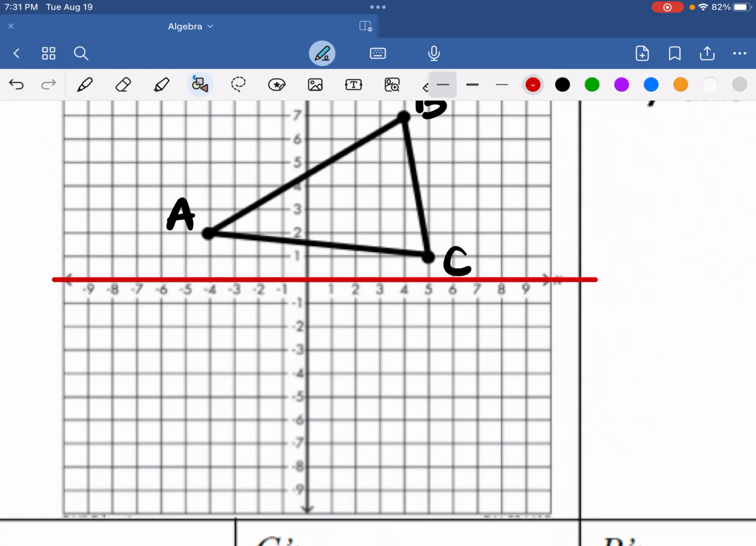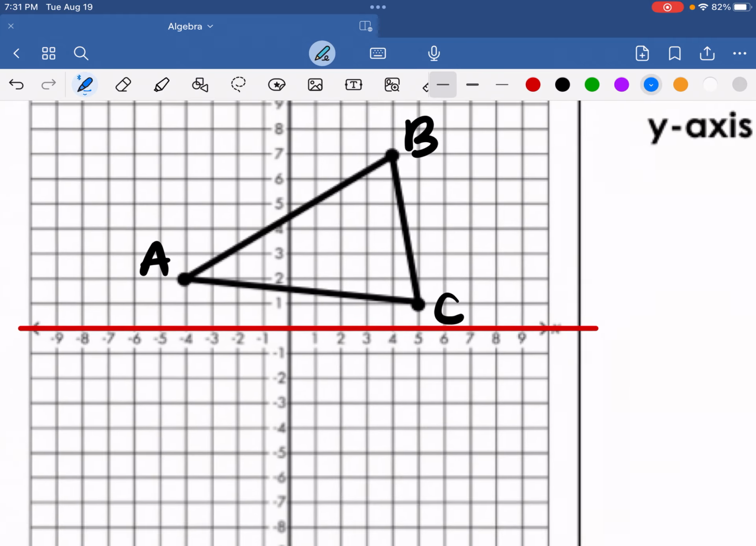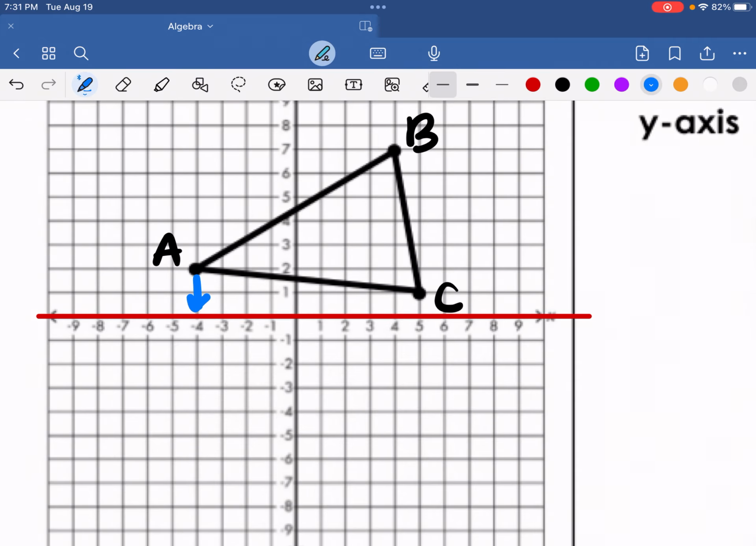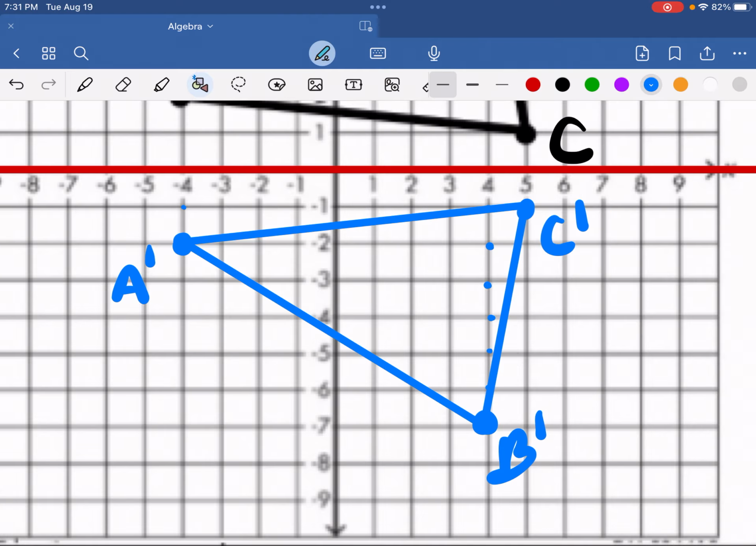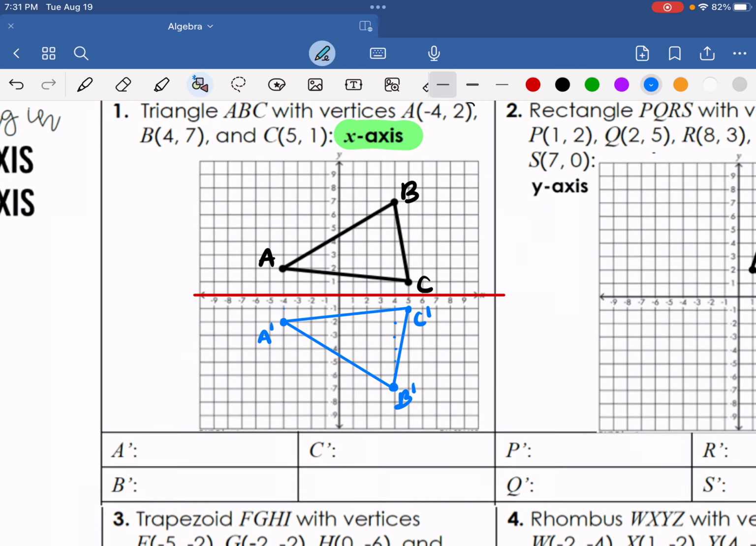This is the x-axis. The way we're going to do it, we're just going to count. How far is A to the line? 2. So now count 2 below, and then A prime would be there. How far is B to the line? 7. So now count 7: 1, 2, 3, 4, 5, 6, 7. So this is B prime. And then C is 1, so 1 under. Now you want to connect it, and that is your new triangle.